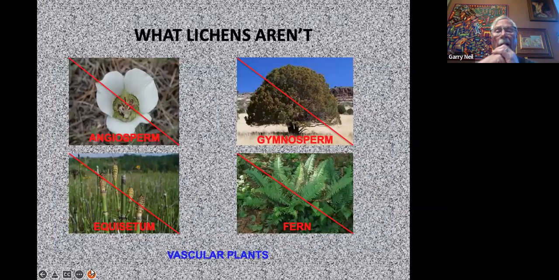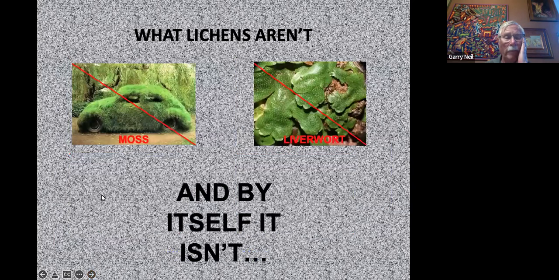So what aren't lichens? Well, first of all, they're not flowers. They're not angiosperms, okay? They're not equisetum. They're not a gymnosperm. They're not ferns. They have no vascular tissue whatsoever. Also, they're not moss. A lot of people confuse lichens for moss, but moss reproduces totally differently. It has two separate life cycles in its life. And the structure, of course, itself is nowhere near what a lichen is. It also is not a liverwort, which are common mainly in riparian areas.